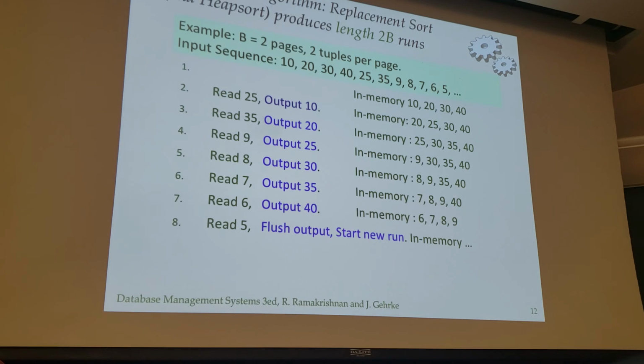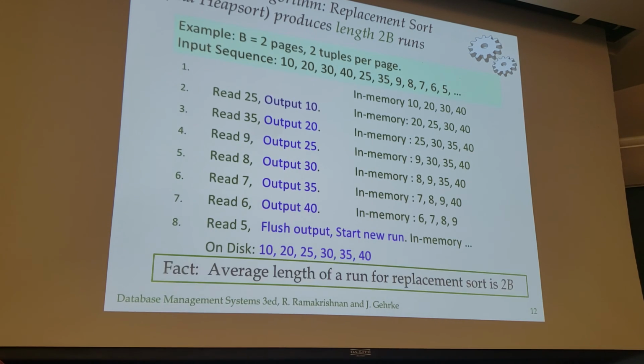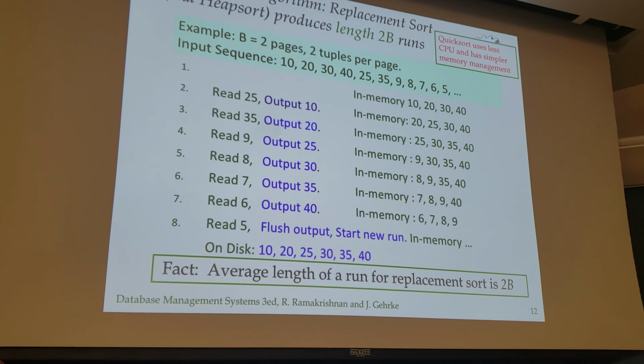But at this point, we're going to have to start a new run in memory to be able to do this. On disk, we have the 10, 20, 25, 30, 35, 40. In memory, we have the 6, 7, 8, 9, and we keep going through with this process once again, creating additional sorted runs. And with this particular algorithm, the average length of a run for this particular sort is going to be 2 times B. There can be worse cases in which it's worse than that, but on average it's going to be 2 times B. And this is an algorithm that can frequently be used, but in fact, quicksort is a more likely algorithm to be used in practice.